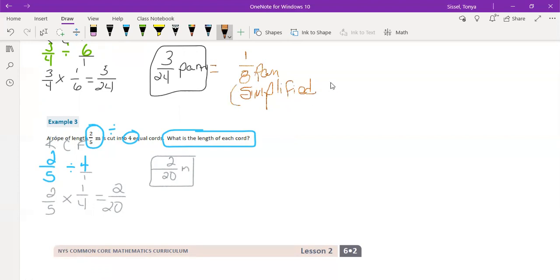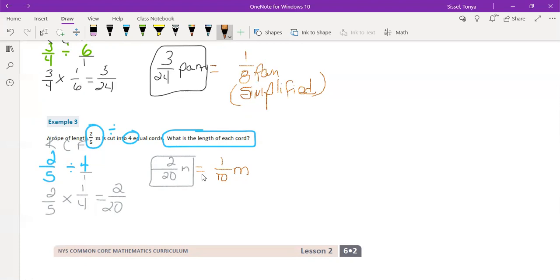It's called simplified. When I was in school, it was called reduced. So they change words. You may hear me say reduce at some point. Just know I mean simplified. So down here, 2/20, I know that a lot of you are going, wait a minute. 2 divided by 2 is 1. 20 divided by 2 is 10. So wouldn't that really be 1/10 of a meter? Yes, each piece would be 1/10 of a meter as a simplified fraction.